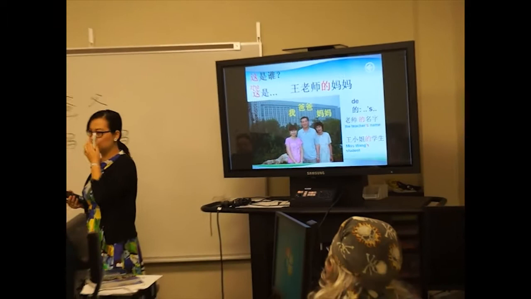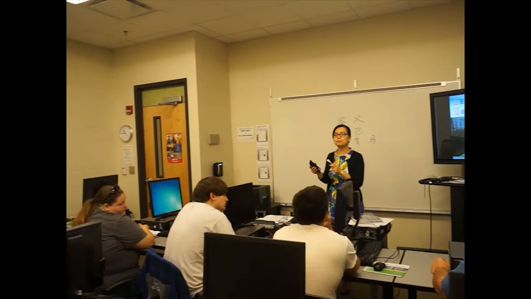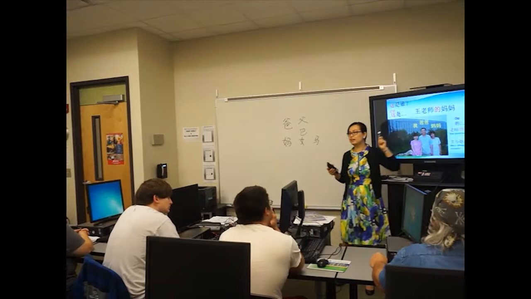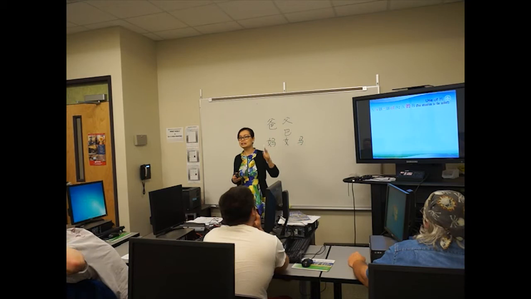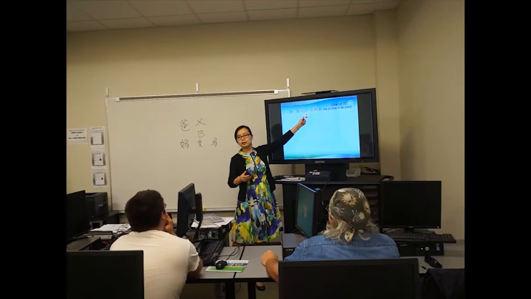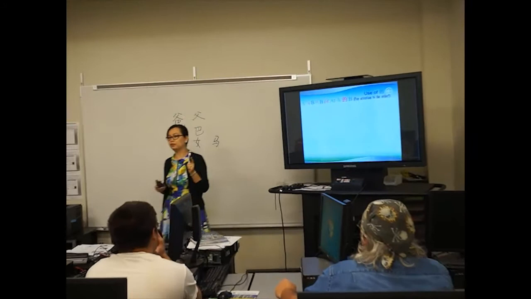Okay, please think about the question. How many ways do we have in English for the possessive relationship? This is one way, right? Teacher's name. Do we have the other way? Can we say the name of teacher? Yes. So in English, we have two ways, right? But in Chinese, we have only one. We have to put the possessor before the particle, the possessed following. Are you with me?